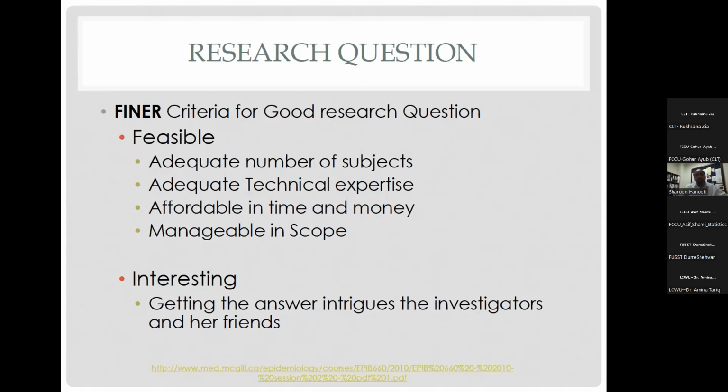Because sometimes research is exciting. Most of the time research is exciting, but sometimes it gets boring. It gets very stressful. And when it gets stressful, people try to lose track. And when this happens, then it's not interesting anymore. So make sure that the research question you're building is interesting.